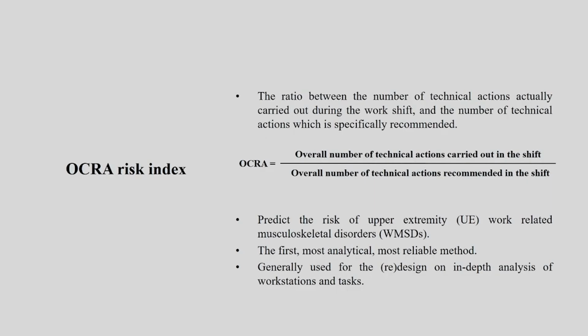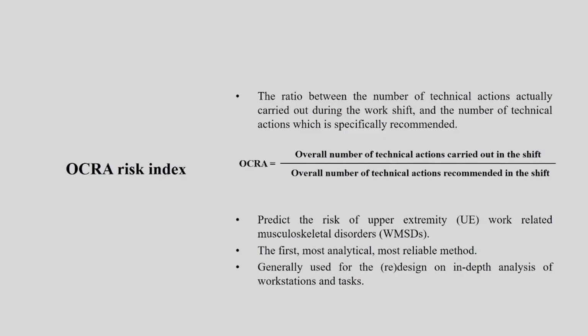As I mentioned, it has two major components. One is the OCRA risk index, another is the OCRA checklist. Let us understand what the OCRA risk index is. Here we have two major terms, that is the overall number of technical actions carried out in a particular shift. In this whole method, these technical actions are very important, so we will actually be counting them.